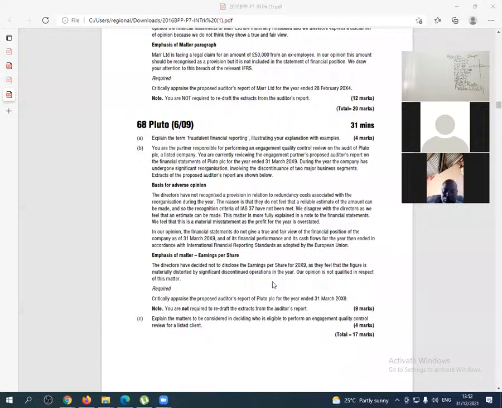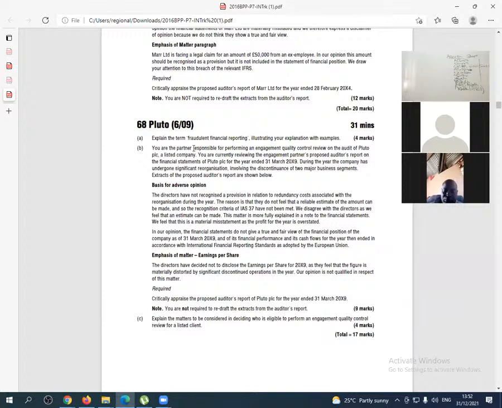So I can continue. Thank you very much. Now, please look at part B. Part B is a bit lengthy. For lengthy questions, you always start by reading the requirement. Required: critically appraise the proposed auditor's report of Pluto PLC for the year ended 31st March 2019. I'll underline in an exam that they want me to appraise the proposed auditor's report. So they have given me an auditor's report, and they want me to criticize it. Look at it critically, drawing strengths and weaknesses. You are not required to redraft the extracts from the auditor's report.